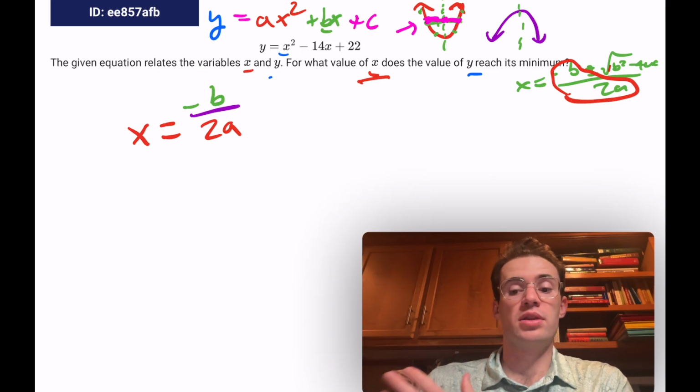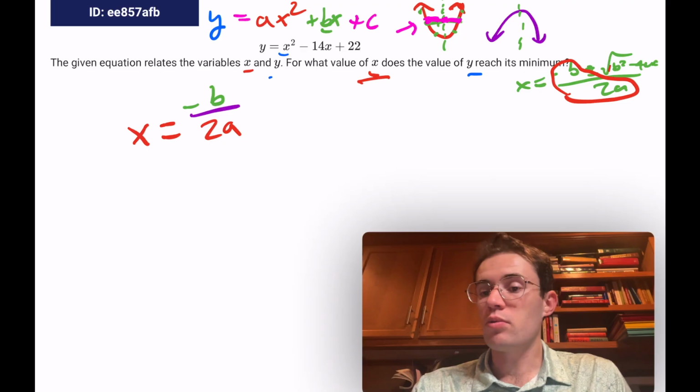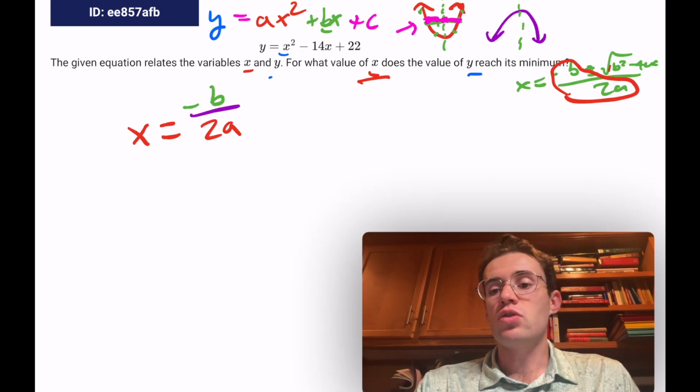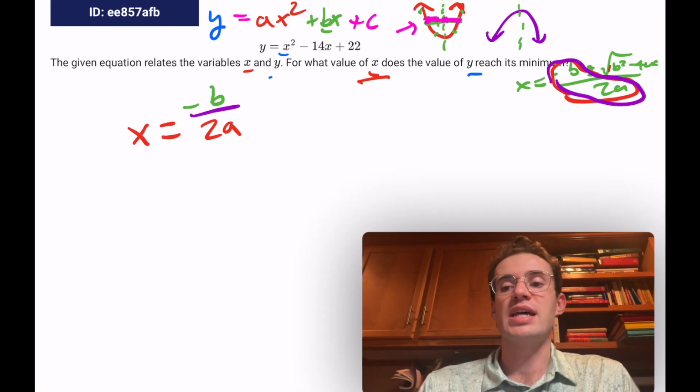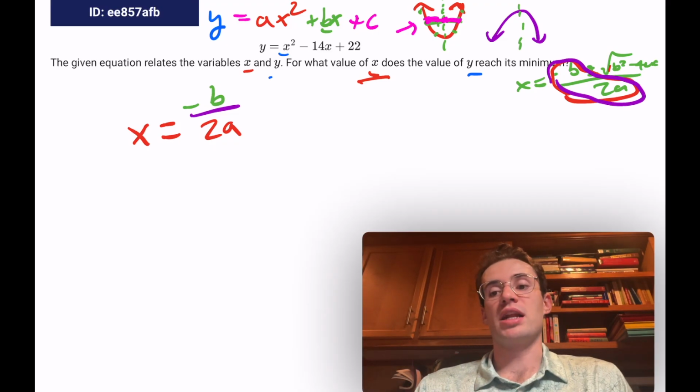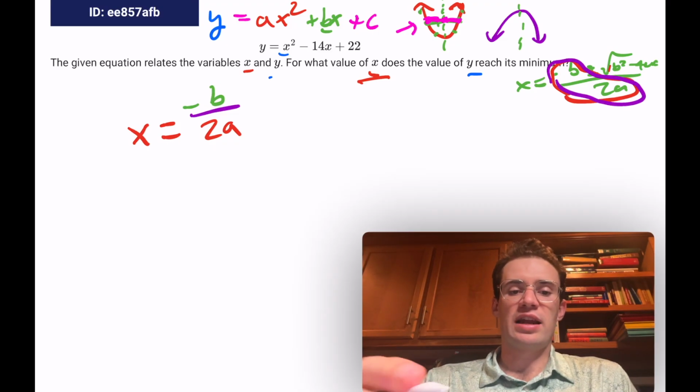So when would the output, the y value, be 0? Again, we don't worry about that, but I'm just saying if you know that song, then you can remember, okay, negative b over 2a, that's the part that we always have. You're just not doing the plus or minus part. All right, so x equals negative b over 2a.